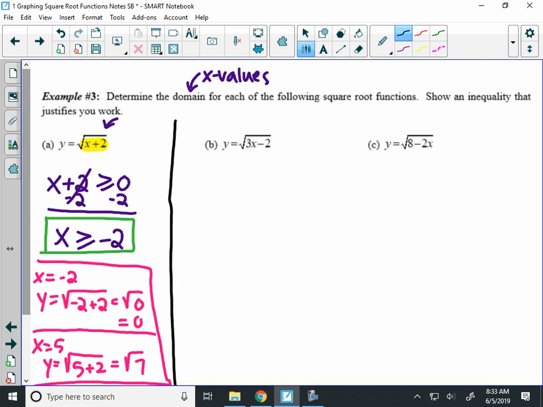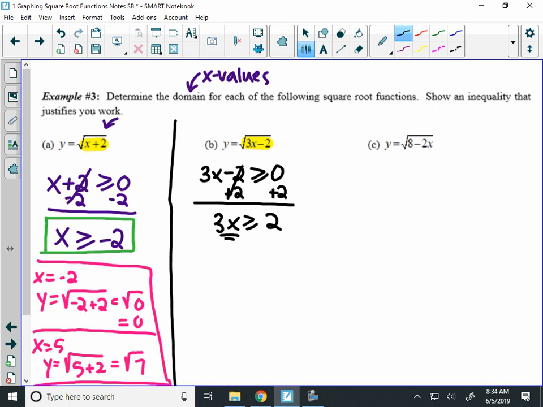The next one here, again, I take what's under the radical. I take my radicand and I set it greater than or equal to 0. I want to solve that equation so that I get x values that make the highlighted part 0 or bigger. So I add 2. I get 3x is greater than or equal to 2, and then divide by 3. So here my domain is all the x's greater than or equal to 2/3. Right, and that would be your answer.